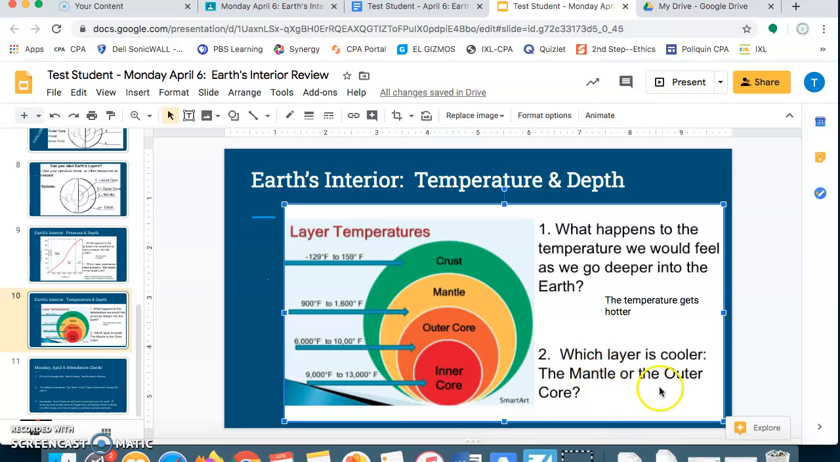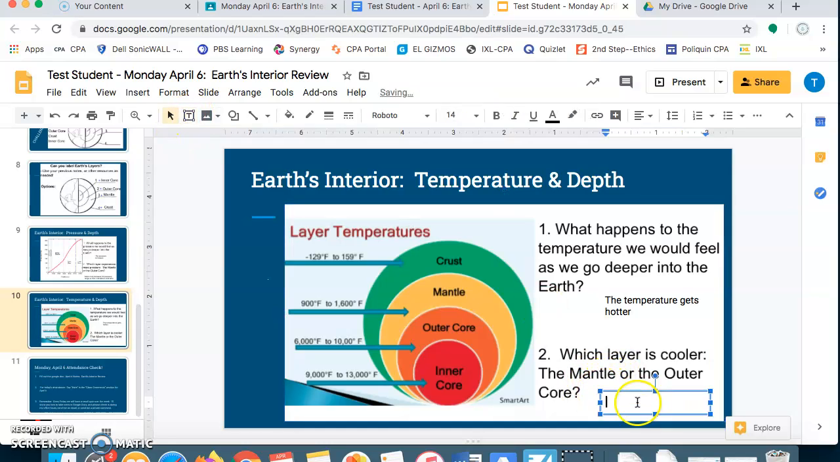Which layer is cooler, the mantle or the outer core? Well, you have to compare those temperatures. It seems to me that the mantle has a temperature range of 900 to 1,600 degrees Fahrenheit versus the outer core at 6,000 to 10,000 degrees Fahrenheit. So we would argue that the outer core is hotter.